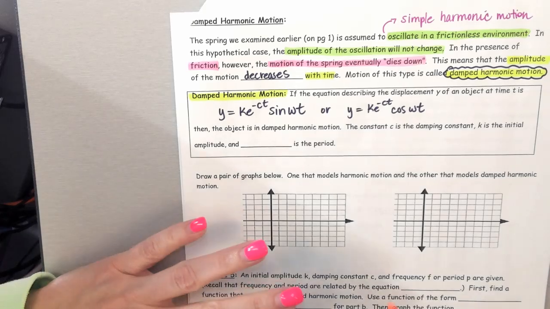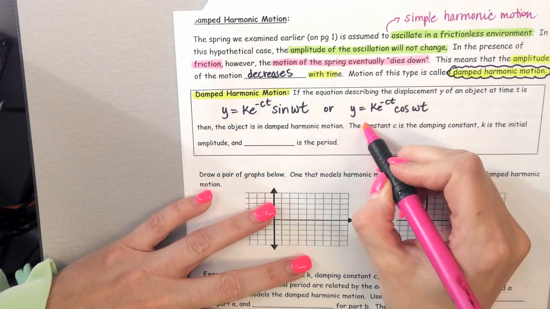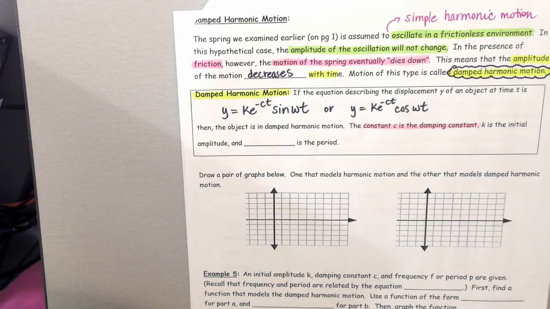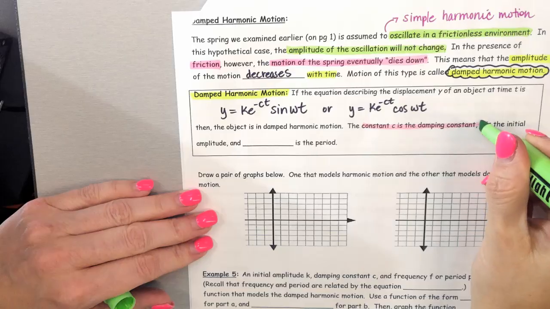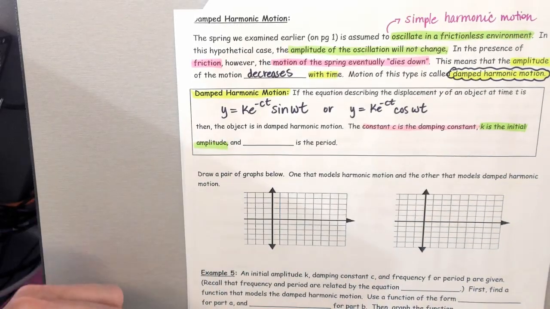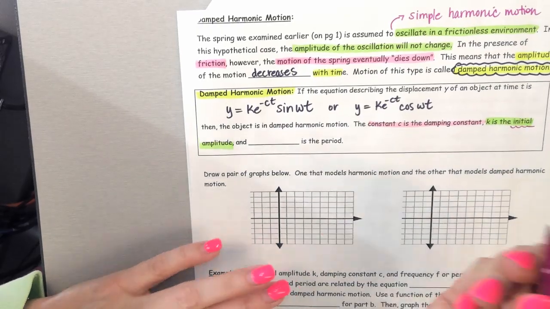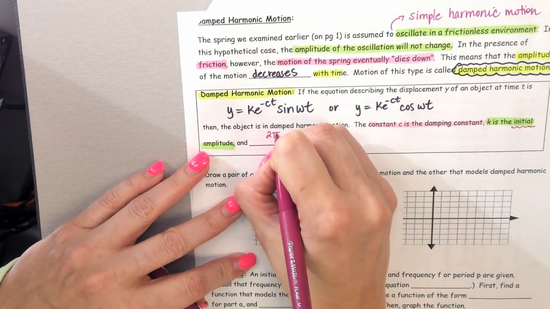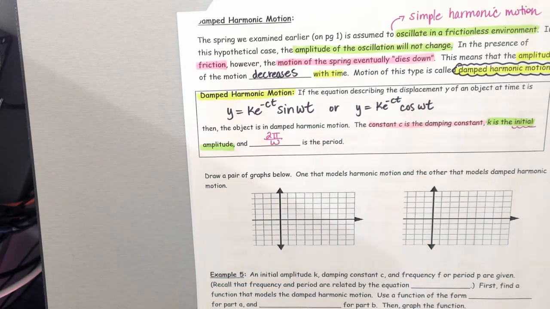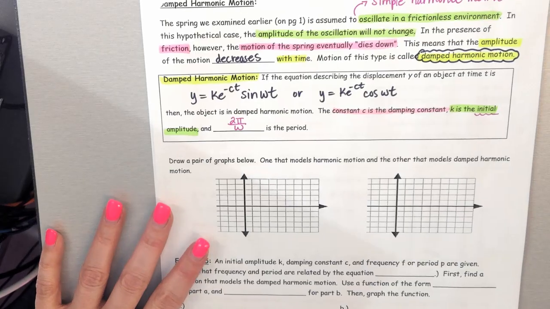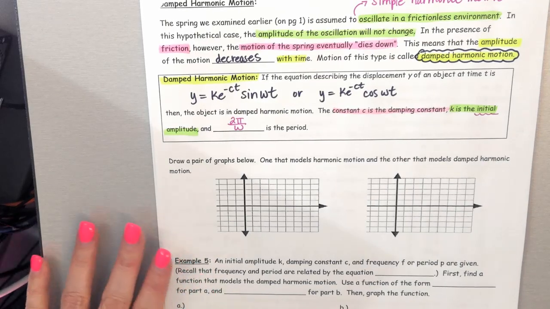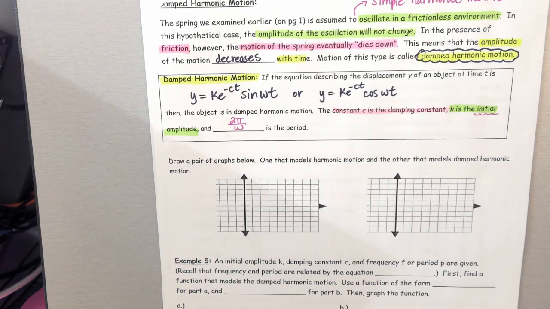So it's damped harmonic motion. The constant c is called the damping constant. k is the initial amplitude, and they call it the initial because it's going to decrease over time. And then 2 pi over omega is still going to be the period. Just know that a period is still your cycle. You just aren't always going to be at the same place like in our frictionless environment.